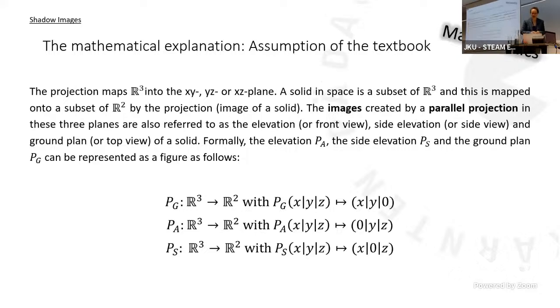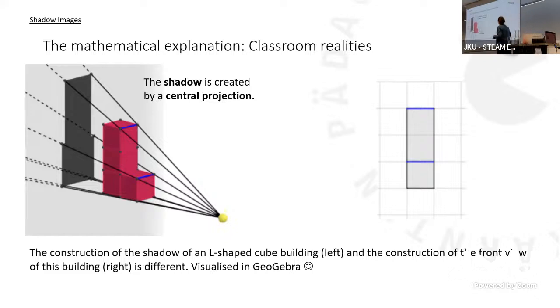And then we thought about why that is. And here you have the mathematical explanation, you know it, and that's the assumption of the textbook. The textbook thinks that this is a parallel projection, but it is not. If you look at it closer, you can find that we have a central projection.